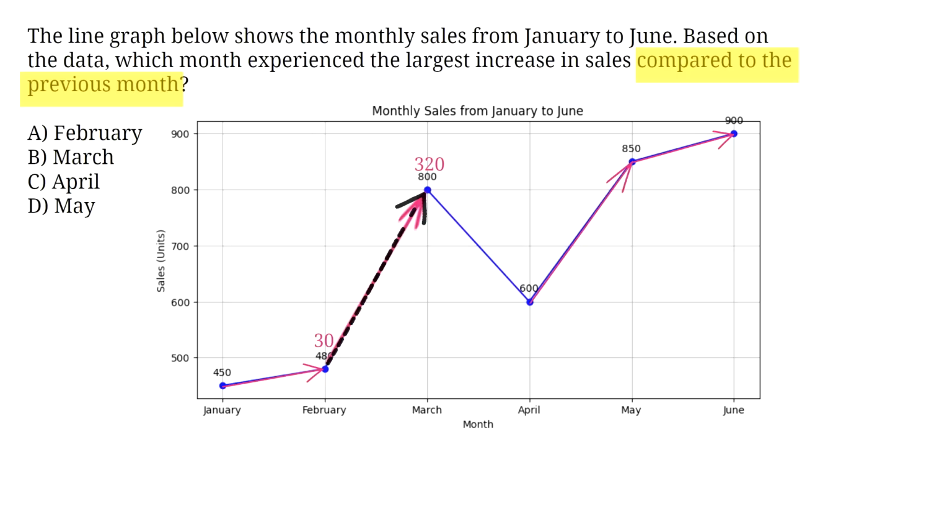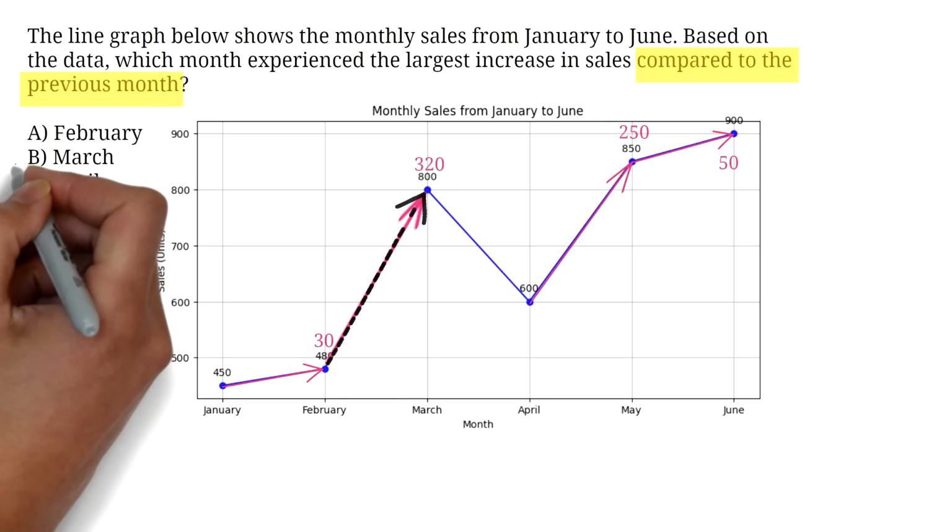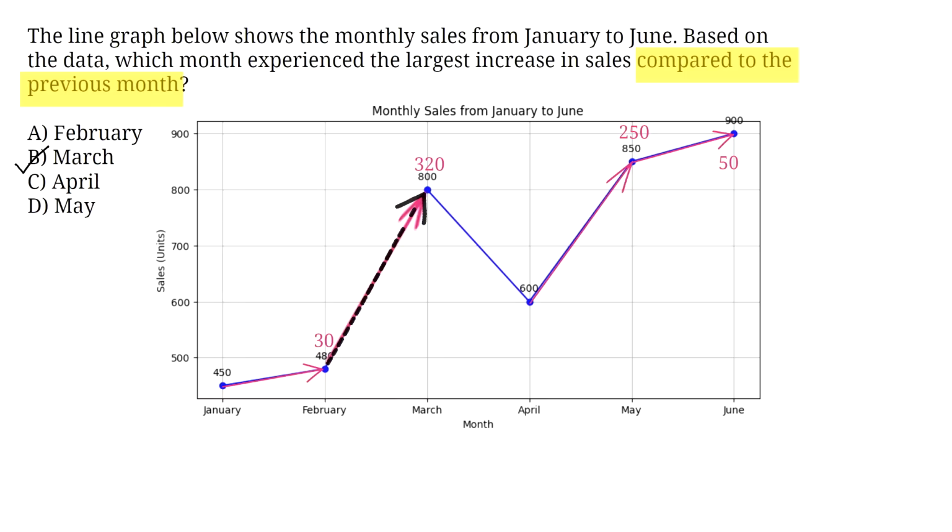We can do that for the rest of the months that there was an increase to get these values. We can see that the correct answer is option B, March. If we were just looking at the largest sales, the answer would be June, since June is 900 units.